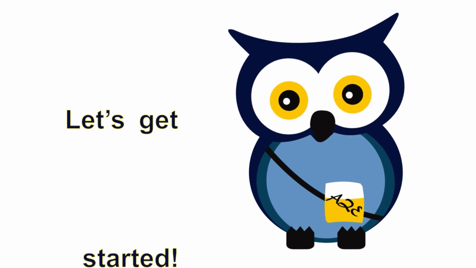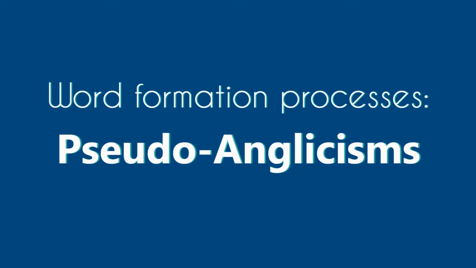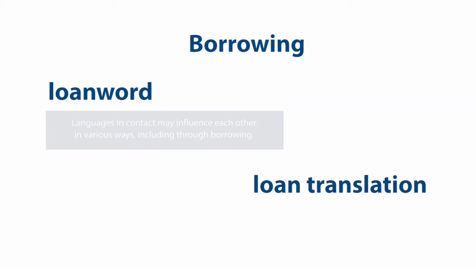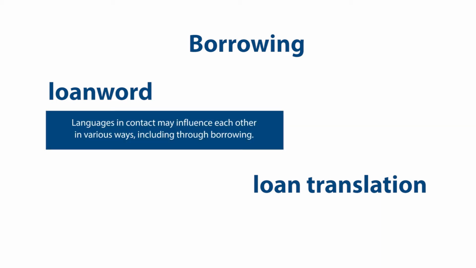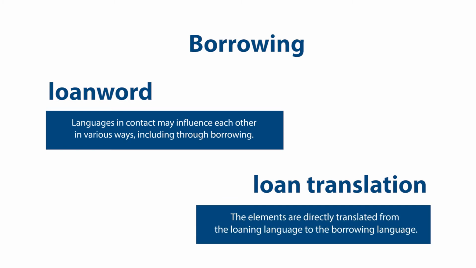So let's see what we've got today. In the last video, we talked about borrowing, loan words, and loan translation. So when two languages come into contact with each other, they could lend each other words, or they could influence each other cognitively, in the sense that the other language might loan translate certain phrases or expressions. So that would be loan translation without actually borrowing the words. But sometimes things are not that straightforward.